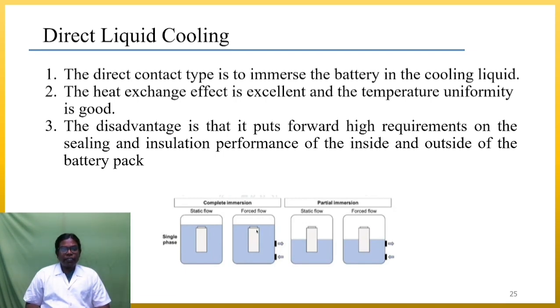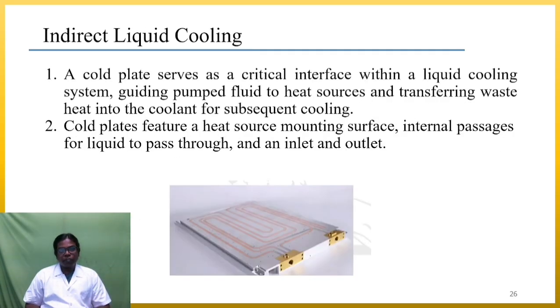The direct contact type is to immerse the battery into the cooling liquid. The heat exchange effect is excellent and temperature uniformity is good. The disadvantage is that it puts forward high requirements on the sealing and the insulation performance inside and outside of the battery pack. Next we move on to indirect liquid cooling. The coolant liquid is passed through the channel and then the battery is cooled.